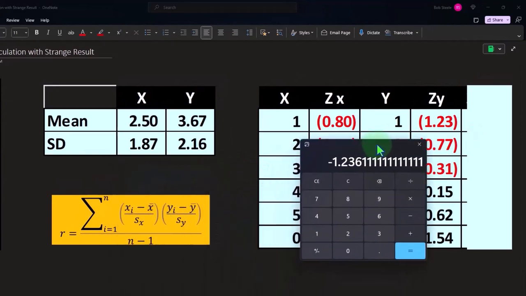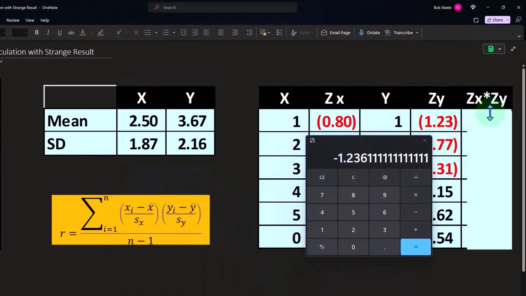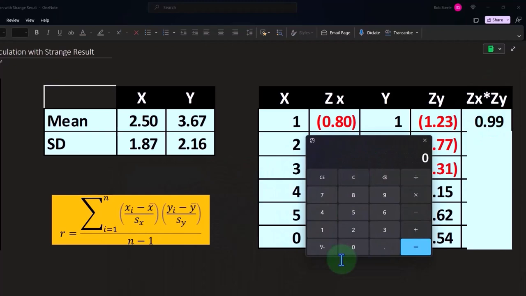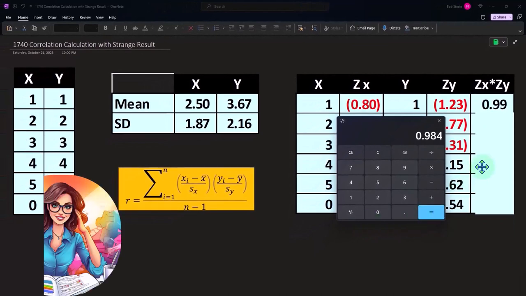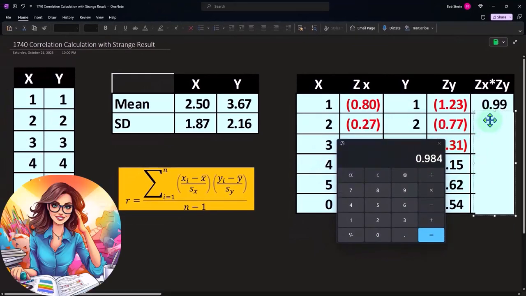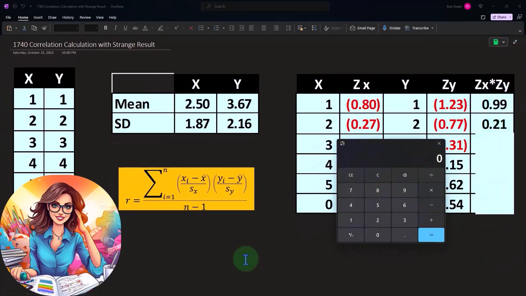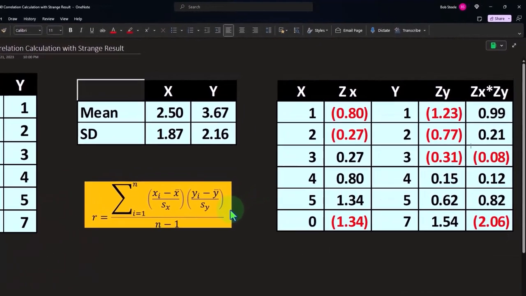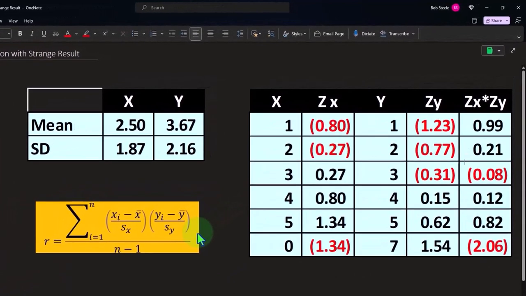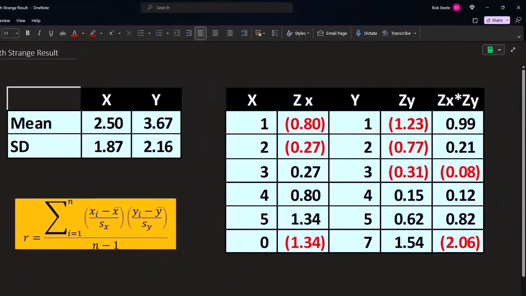And then we can multiply the Z's together to see what the Z's together will be. 0.8 times the 1.23, we get about 0.99. Next one, of course, would be 0.27 times the 0.77. We get about 0.21 and so on. Then we just sum up the Z's to see what that'll be. And that'll be the numerator.